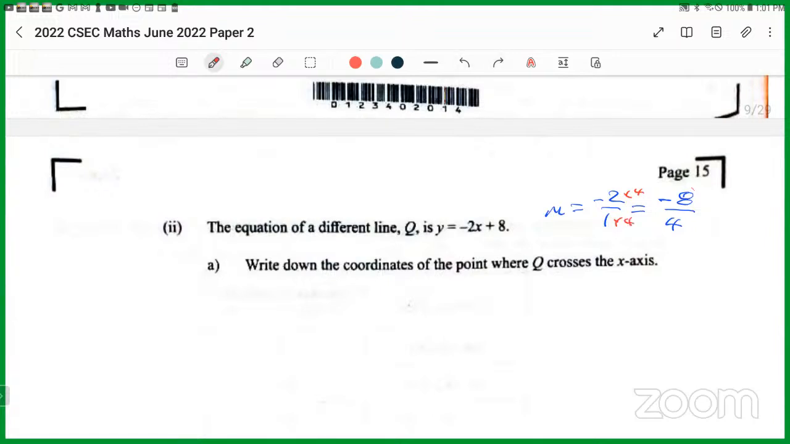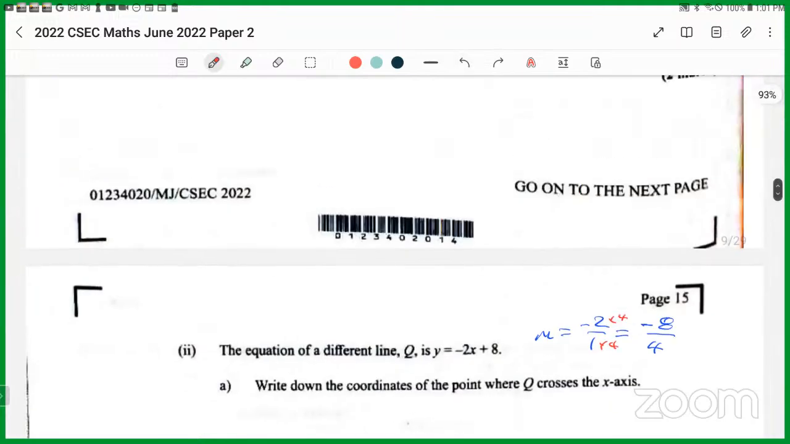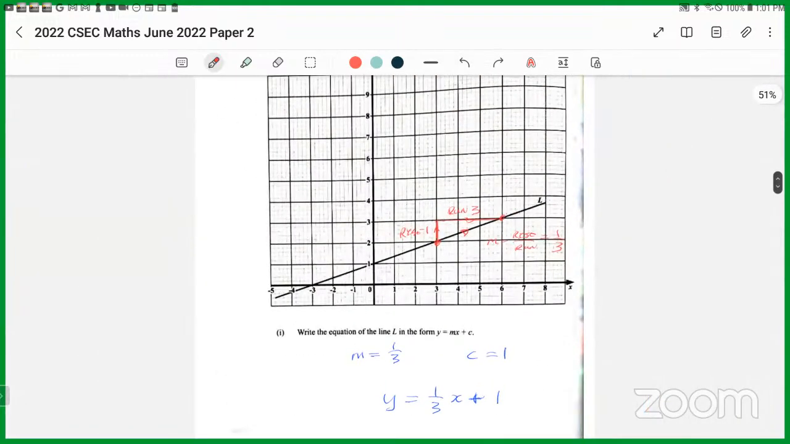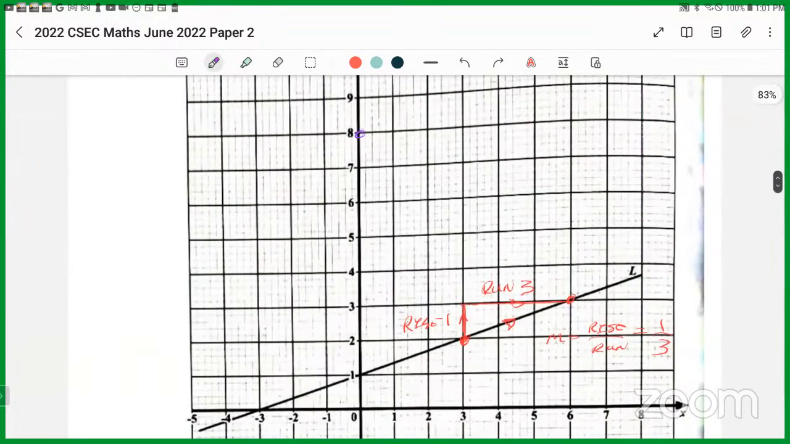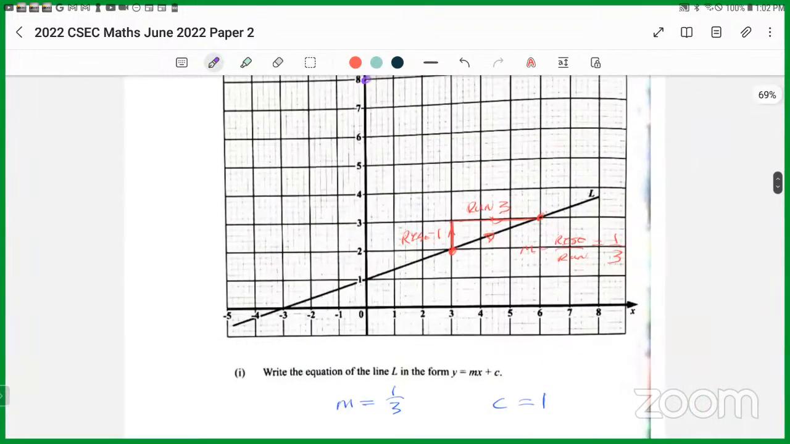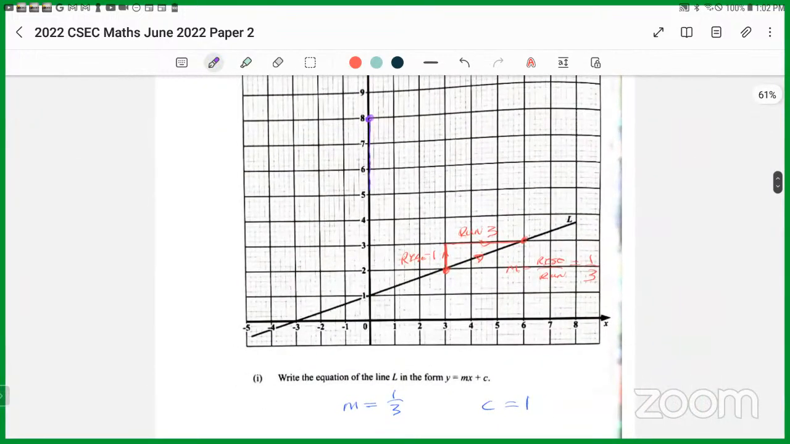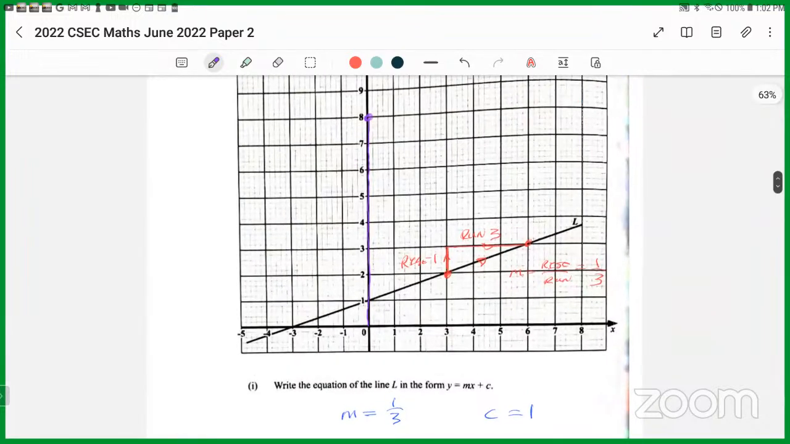So I'm going to rise -8, run 4 from my y-axis intercept of 8, because y alone is the subject. Starting at the y-axis intercept of 8, I can rise -8 down to here. That's 8, -8 is going to take me down to 0. Run 4 out to here. So this point is on the line, and this point is on the line. Use the ruler and draw it and you get it.